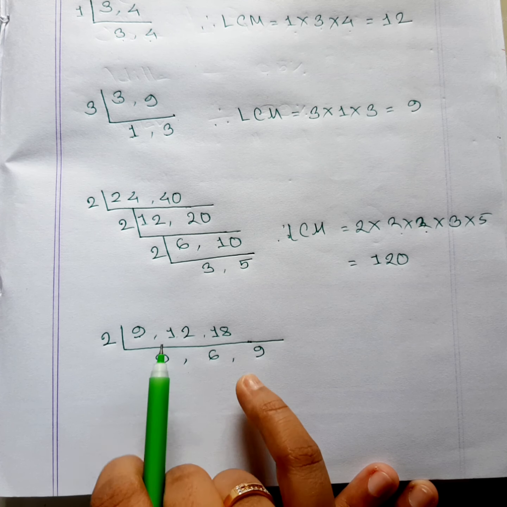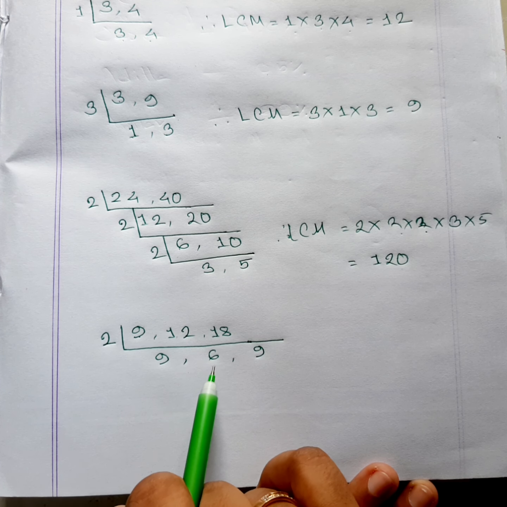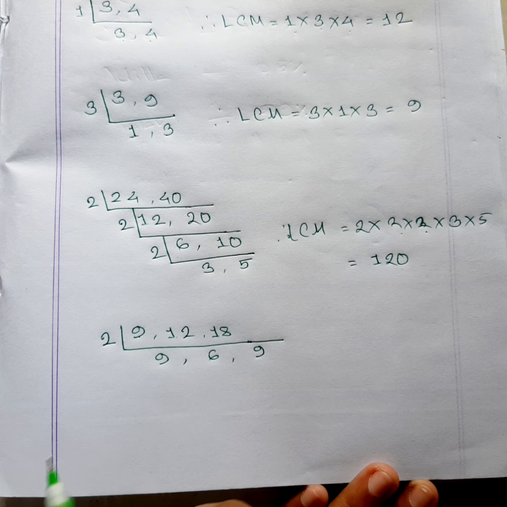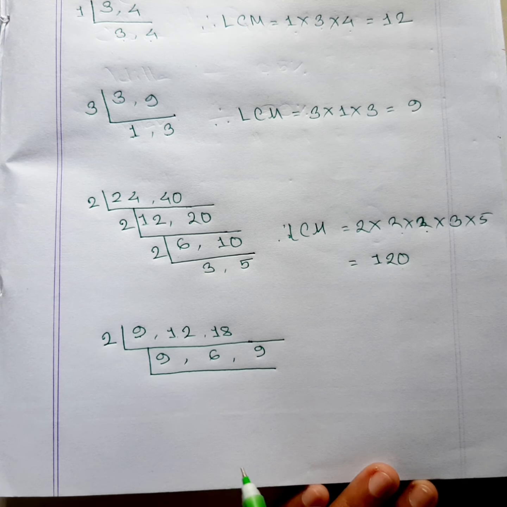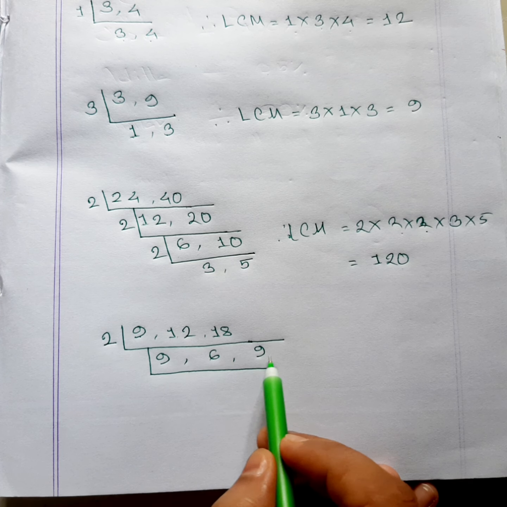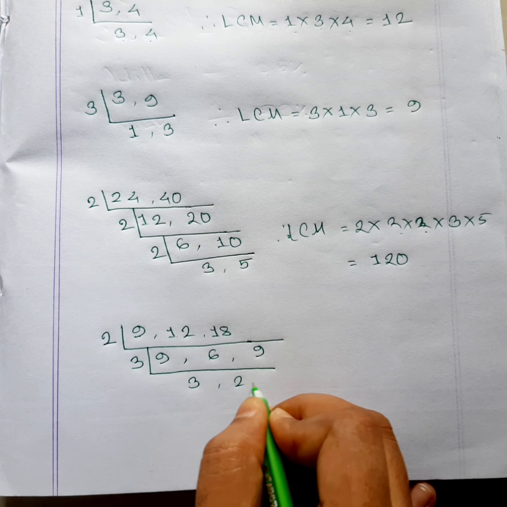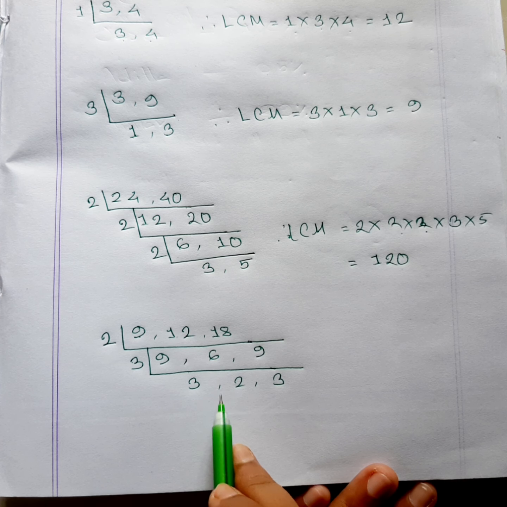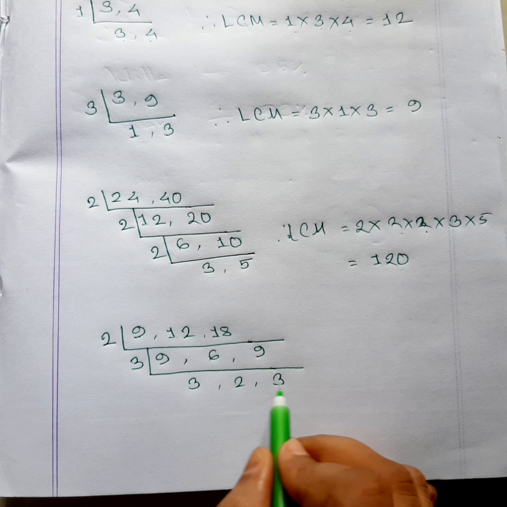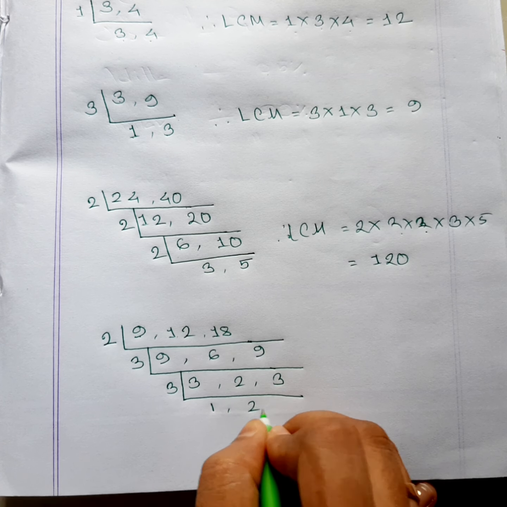We cannot divide both 9s by 2. We can divide 6 by 2. But as we cannot divide at least 2 numbers, we will leave that 2 out for now. And we will go for the next prime number, 3. 3 can divide all of them. It's totally fine and easy. Let's see. 3, 2 and 3. As you can see, we have 3 again and 1, 2. We will go for 3 because we need to divide at least 2 numbers. So again 3, 1, 2, 1.